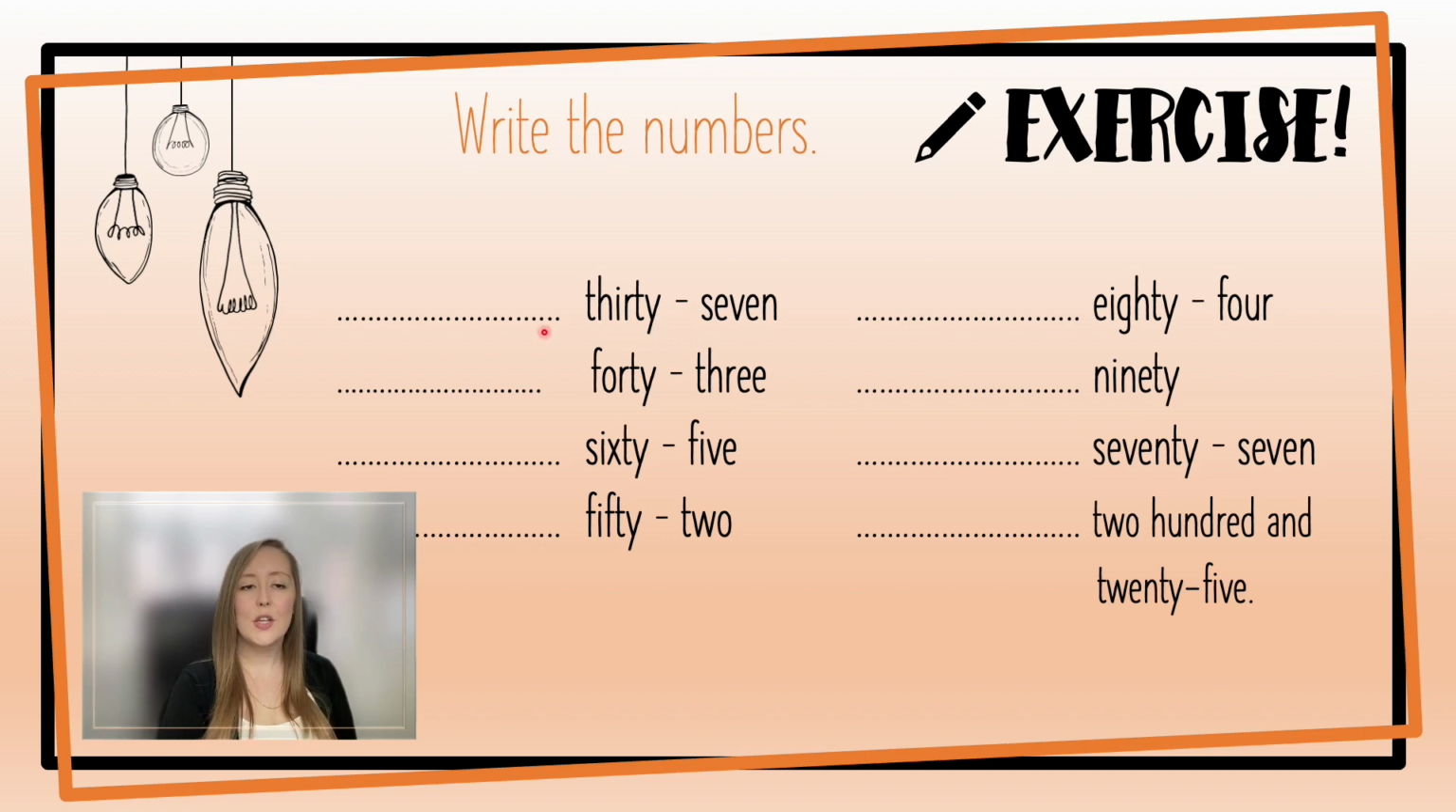37. How do you write the numbers for 37? Did you get it right? Excellent. You have a 3, 30 and 7. 37. Good, well done. Okay, let's try the next one.